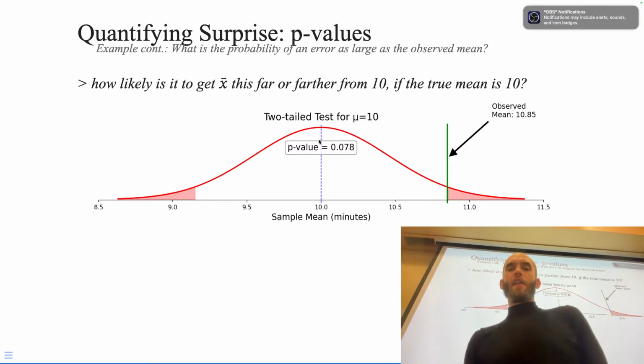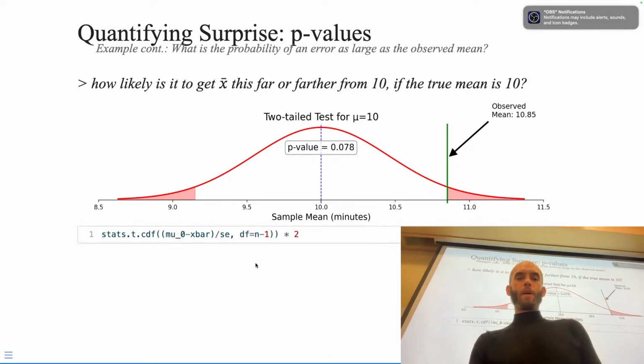In this case, our p-value is 0.78. So this is the probability we see something as extreme as 10.85 given the null hypothesis of 10. And the answer is it would not be very surprising to see what we do see if that were true.